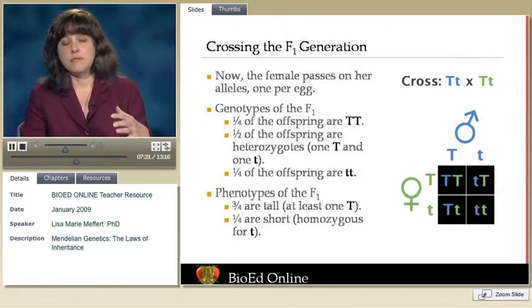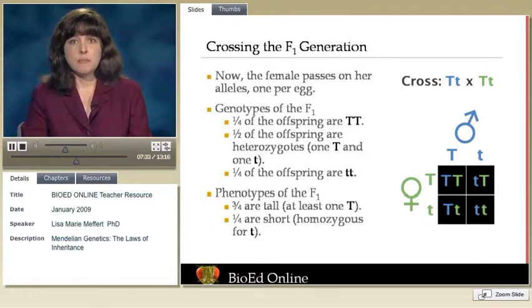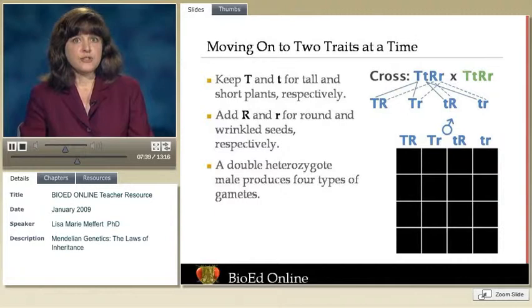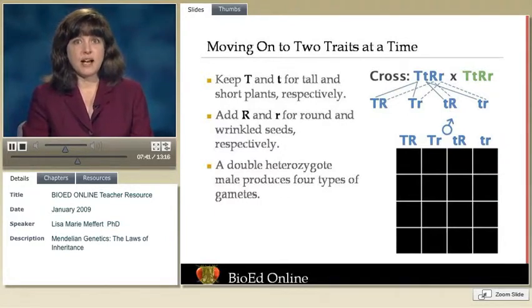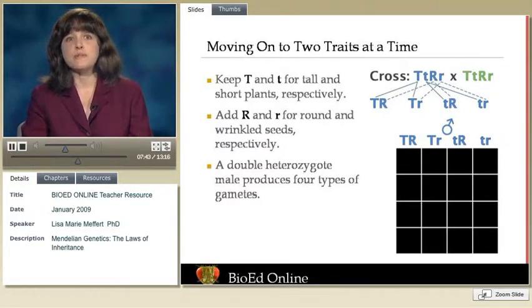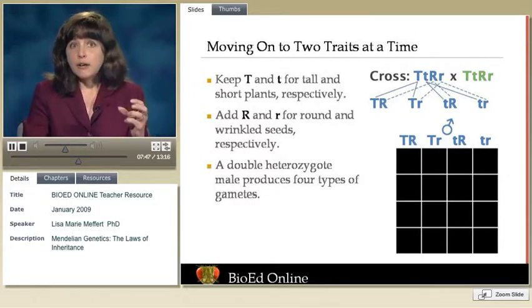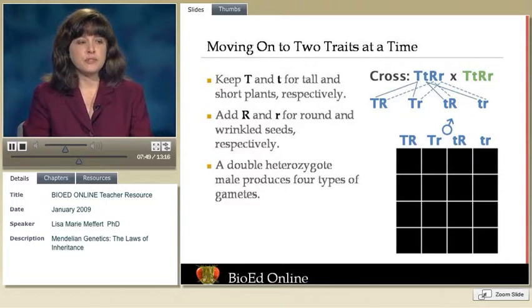So the phenotype is that resultant trait that you see based upon the genotype, which is the combination of alleles that you have received from your parents. So now we're going to move on to 2 traits at a time. Of course, remember when you were born, all the traits were determined by the alleles or the particles that you received from your parents. But we're just going to move on to 2 traits for simplicity.